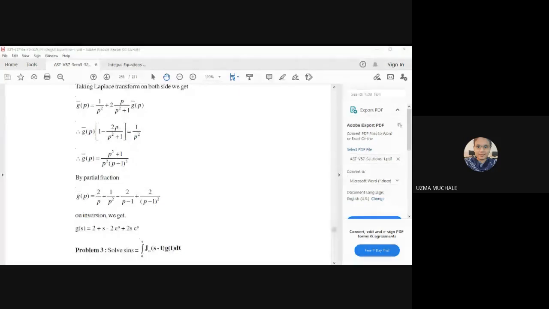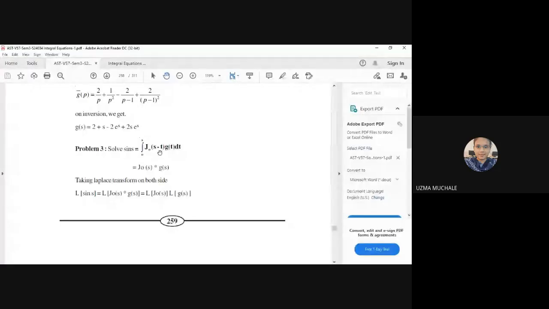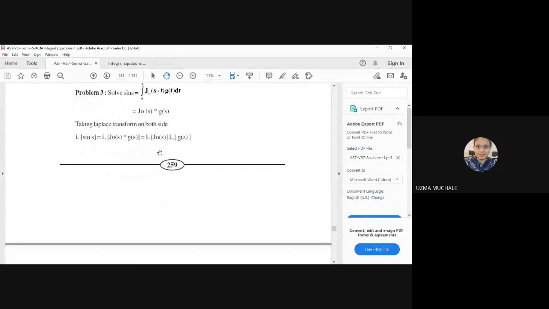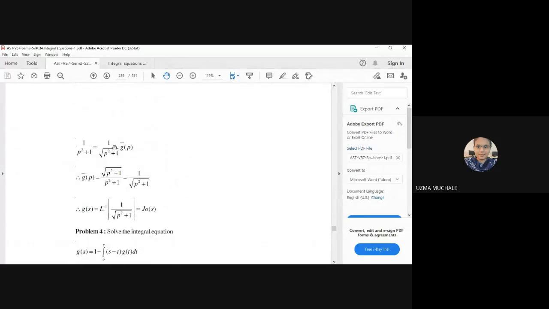No doubt, I am going to share all the notes. Then apply the inverse Laplace transform, you get the result. And as I told you, J of s minus t, which we have studied in the differential equation paper, the Bessel's equation. In the Bessel's equation, we have studied the J. What was the Bessel's equation? You have to remember that. Then apply the Laplace transform. We know what is the Laplace transform of J: 1 upon the square root of p square plus 1. Then again apply the inverse Laplace transform, you get g of s is equal to L inverse of this. It is L naught of s.